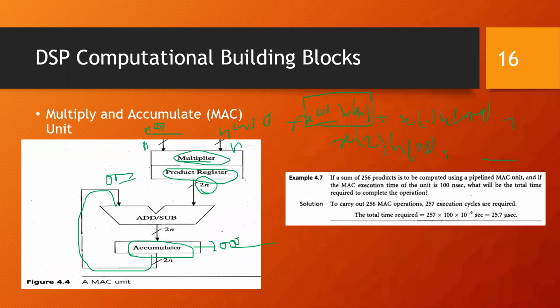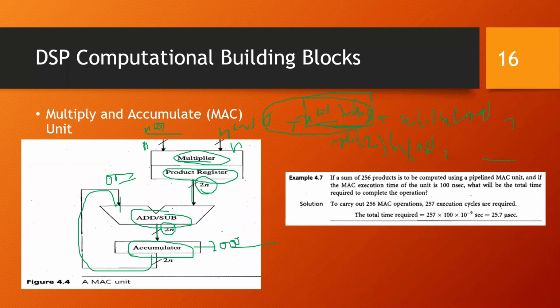So once these two inputs are available, the adder or subtractor will be performing its operation and you will be getting 2n bits of result, which will be stored in this register. That is 0 plus x of 0 into h of n. So its value will be stored in the accumulator. This is available now in the accumulator.